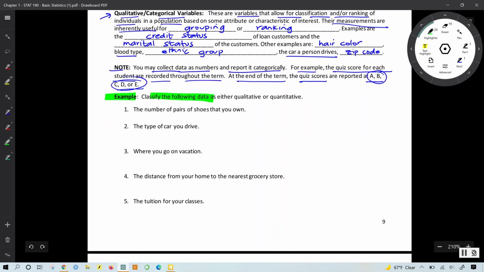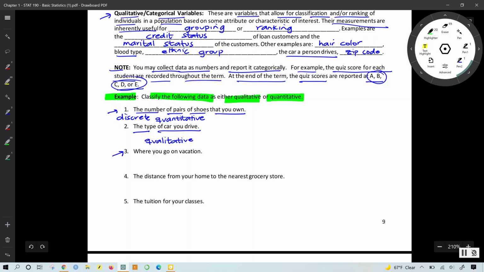So let's test our knowledge. We would like to classify the following data as either qualitative or quantitative. For question 1, we talk about the number of pairs of shoes that you own. This will be quantitative since you need to count it. So this is a discrete quantitative variable. What about the type of car you drive? What do you think? I think this is categorical or qualitative.